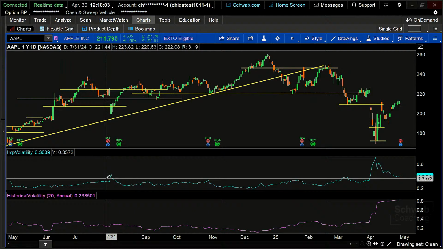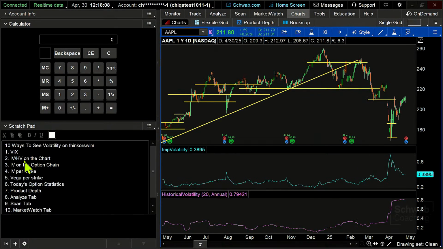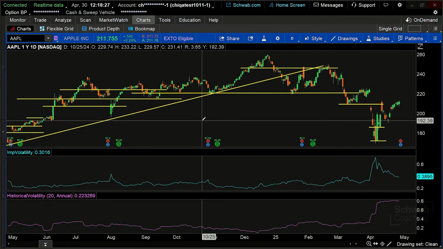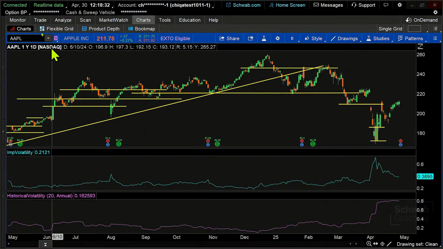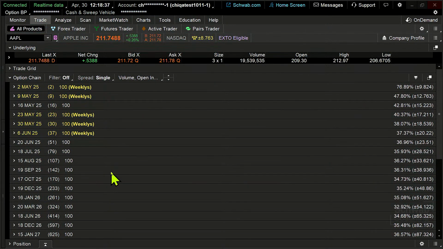So implied volatility and historical volatility on the chart, that's the second way that we can see volatility on the Thinkorswim platform. The third way that we can see implied volatility on the Thinkorswim platform is on the option chain. And we're going to look at implied volatility on the option chain right now. We'll keep it here on Apple since we're right here on the chart. And we've already kind of seen the chart display of implied volatility. But what I'm going to do is go to the trade tab, and we're going to take a look at the option chain for Apple.